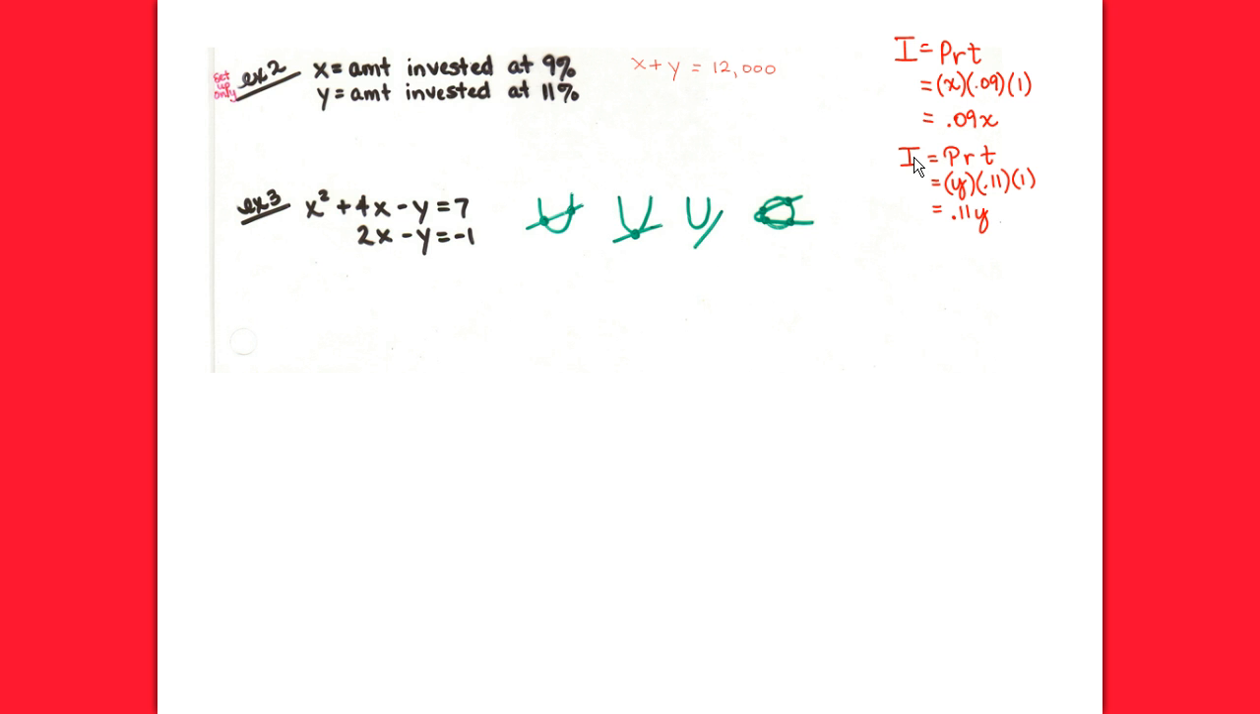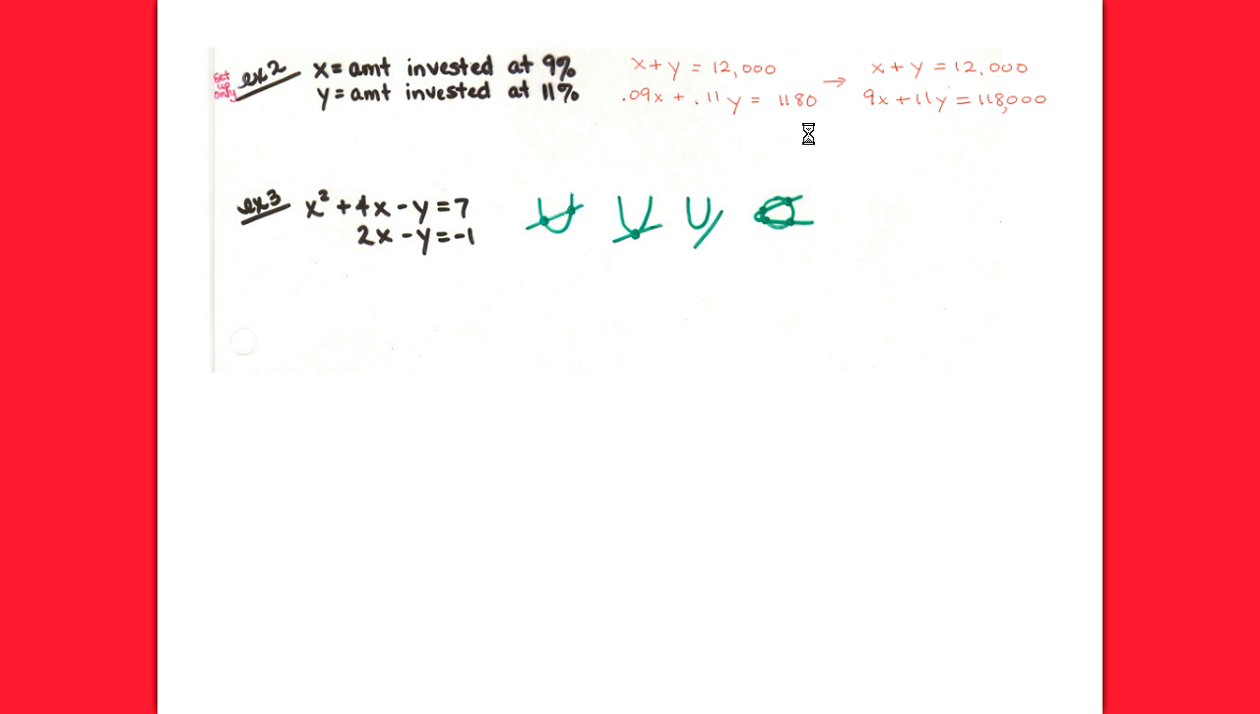Add, subtract, multiply, divide. I'm going to add them up, and when I add them, it has to equal the yearly interest, which is $1,180. Now, something we talked about last week: if you don't want to work with fractions, you can clear them out by multiplying by the least common denominator. Same idea here. If you don't want to work with decimals, you can multiply by the power of 10 that has the same number of zeros as the number of decimal places you want to get rid of.